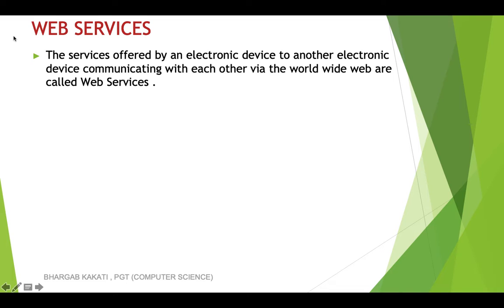So when different electronic devices are connected to each other, how is the connection possible? How is the communication taking place between these electronic devices? All these are possible with the help of certain services known as web services. Web services make the internet possible. Web services run the internet. Due to web services, communication can happen from one electronic device to another electronic device.